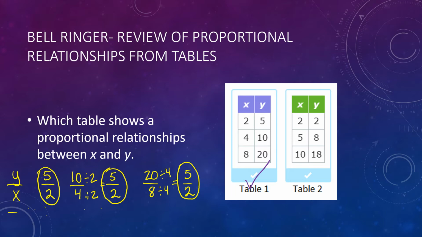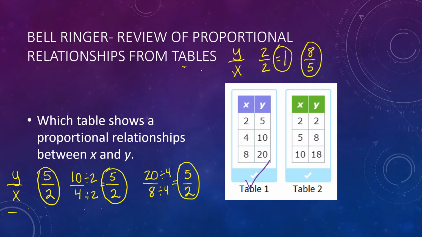Now we also need to check our other table, table 2, and we'll do that as well by doing y over x. So our first y value is 2 over our x value, which is also 2. And 2 over 2 is equivalent to 1 whole. Also in table 2, our second y value is 8 over 5, which cannot be simplified. So we have 1, and then we have 8/5. There's really not a need to keep going at this point because all three values in the table would have to be the same for that to be proportional.